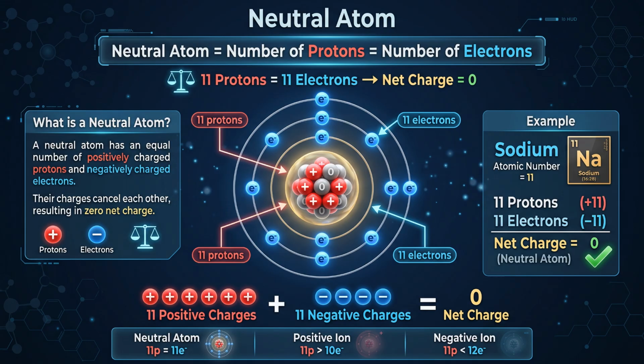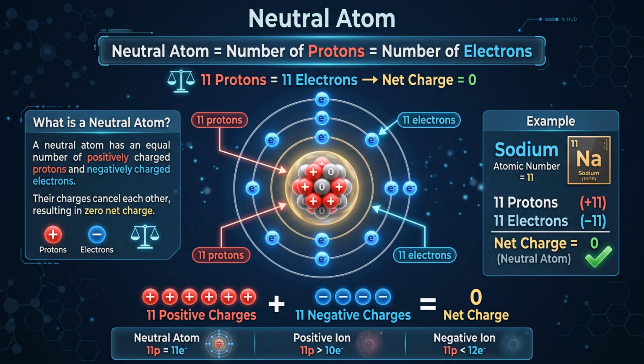It is important to remember that protons are located inside the nucleus, while electrons move around the nucleus in different energy levels or electron shells. Even though they are found in different parts of the atom, their charges still influence the atom as a whole. The positive charge of the nucleus attracts the negatively charged electrons, keeping them bound to the atom through electrostatic attraction. A neutral atom can become charged if the number of electrons changes.